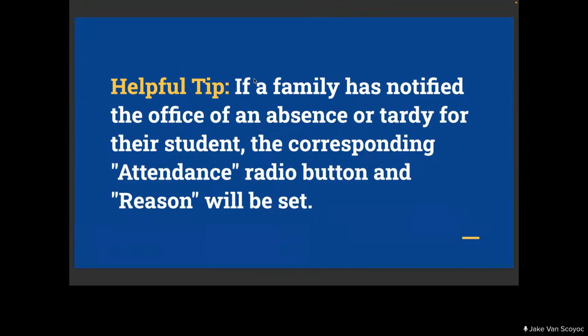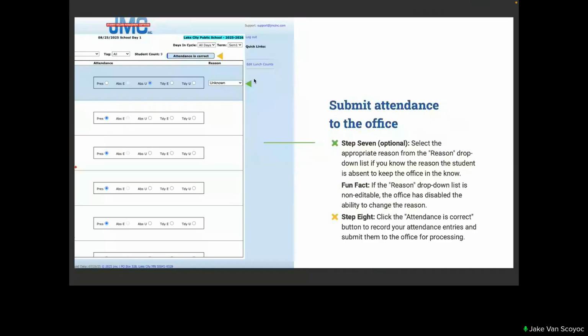If a family's notified the office of an absence or tardy for their student, the attendance radio button and the reason will be set. So there's a chance that if the office knows about the absence before you do, you might get to this page and you might see that some students have been counted absent. And if you see some students in your room that, according to the attendance, shouldn't be there, you can send them to the office or contact the office to let them know that a student is actually there, even though they've been processed absent in the office.